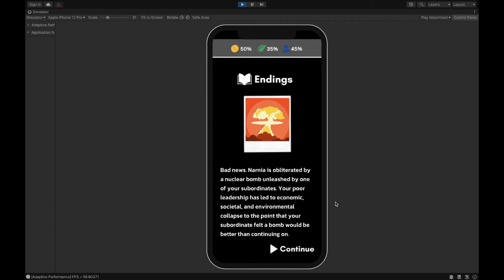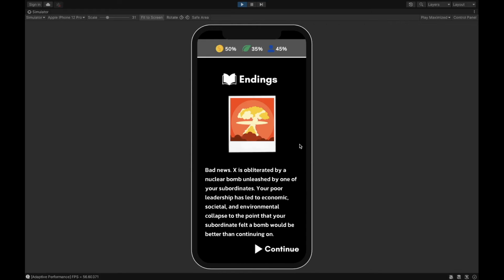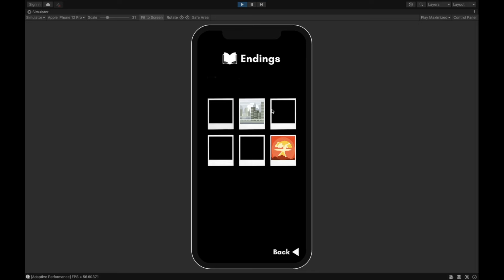So if we continue, bad news. Narnia is obliterated by a nuclear bomb unleashed by one of your subordinates. So your poor leadership has led to economic, societal, and environmental collapse to the point that your subordinate felt that a bomb would be better than continuing on. So as you can see, we unlocked another ending in the bottom right. And actually, when you click on the ending, you'll be able to go back and see what circumstances led to that ending, if you've unlocked it, that is. If you haven't yet, then you will not be able to see it until you do.